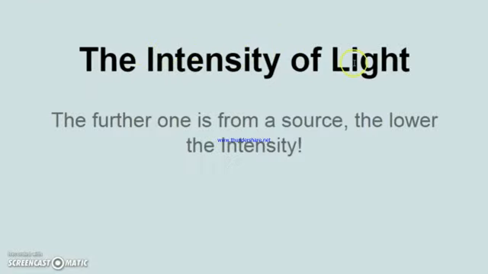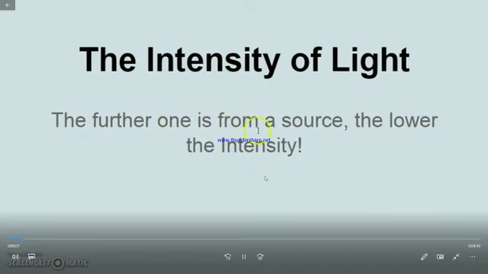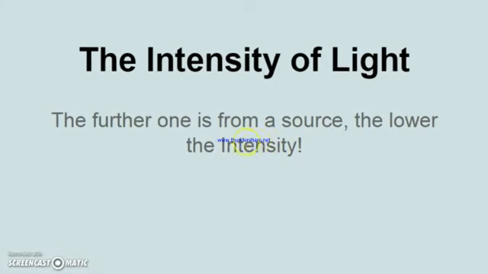This lecture involves the intensity of light. Essentially, the further one gets from a source, the lower the intensity. And we can apply this to both sound and light. The further I am from a sound source, the less intense it's going to be. In other words, the less volume and the lower the decibel value. In terms of light, it's going to be less bright.